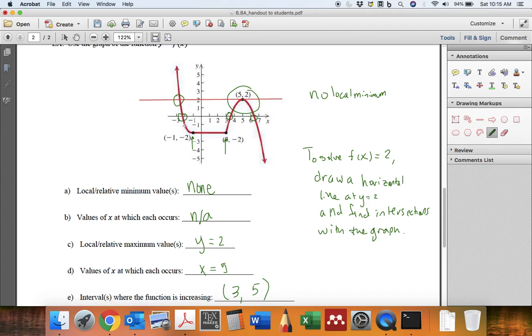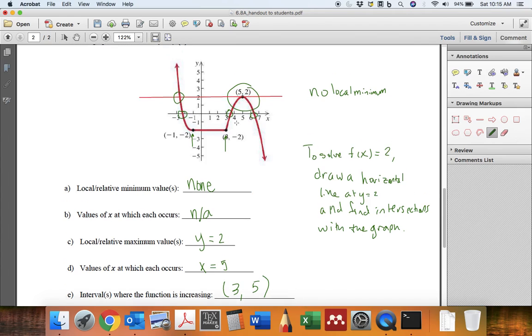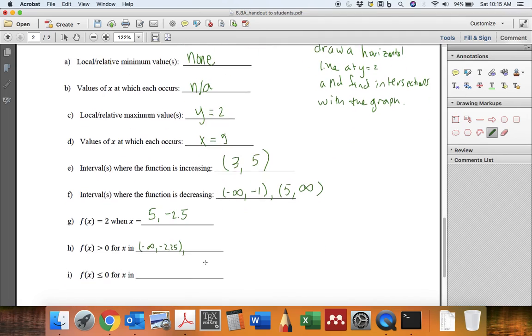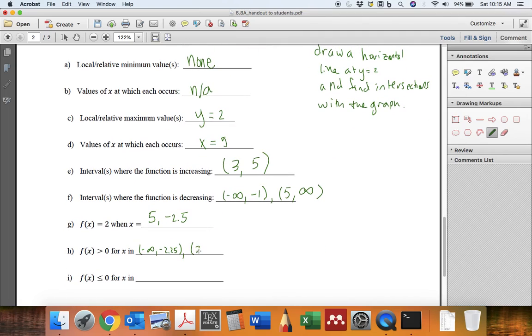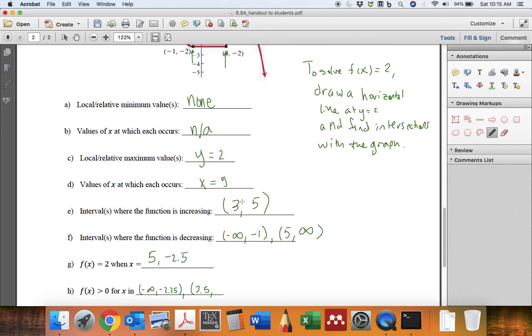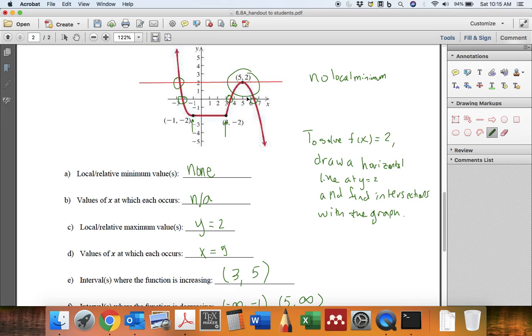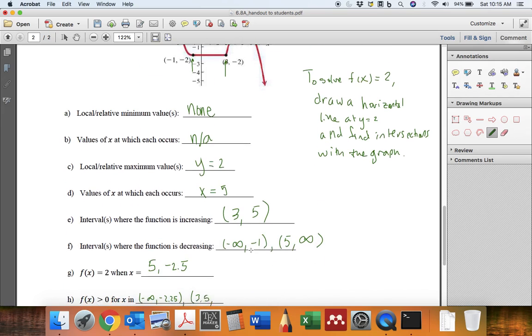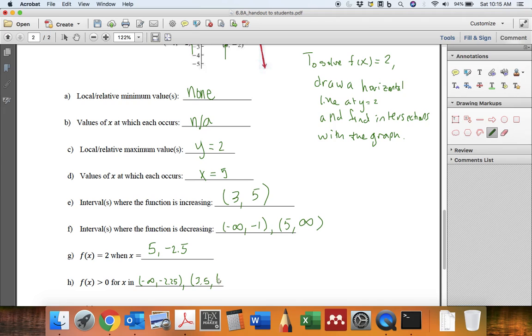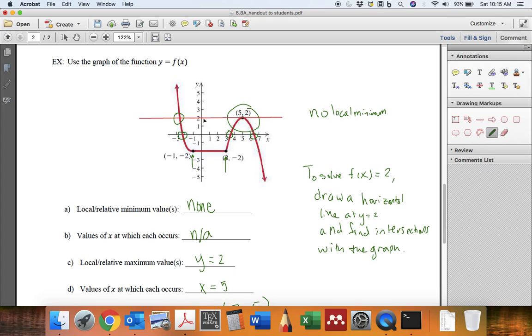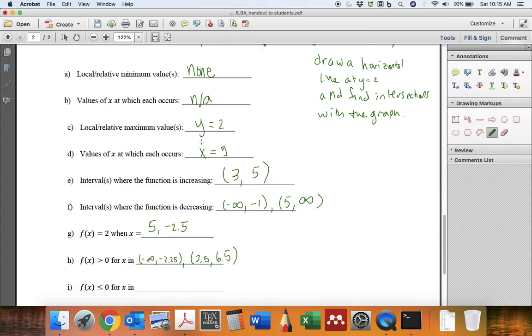And so then all the y values are negative here, but then when we get to 3.5, we're positive again. And then let's see, that continues until we get to like 6.5. And that's it. Those are the only intervals in the domain where the y values are positive.